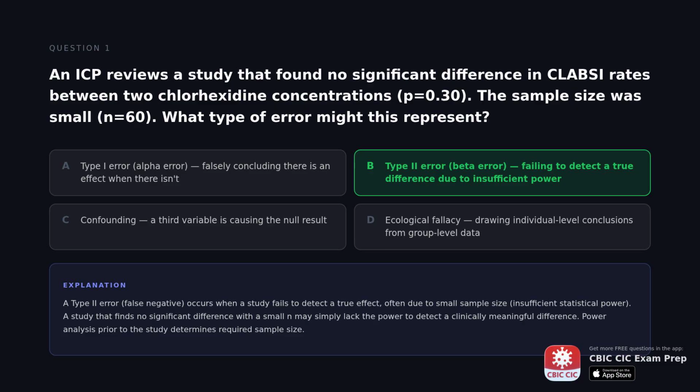The correct answer is type II error, beta error, failing to detect a true difference due to insufficient power. A type II error, false negative, occurs when a study fails to detect a true effect, often due to small sample size, insufficient statistical power. A study that finds no significant difference with a small n may simply lack the power to detect a clinically meaningful difference. Power analysis prior to the study determines required sample size.